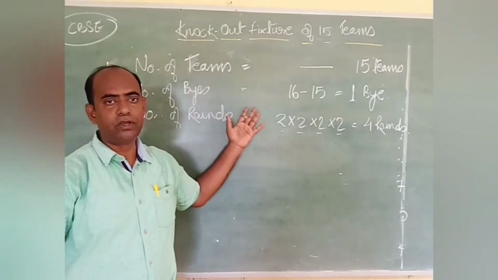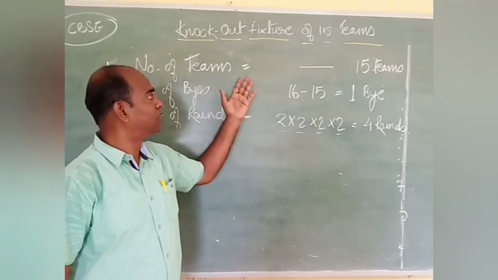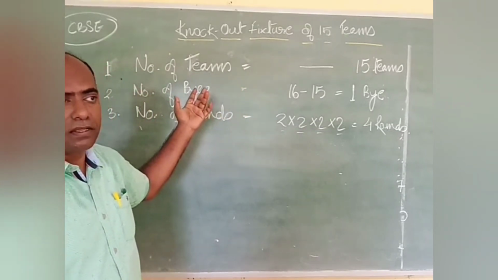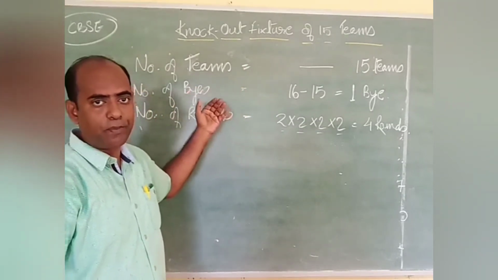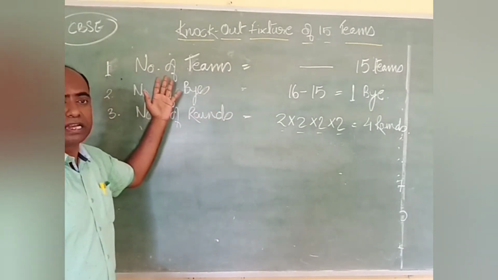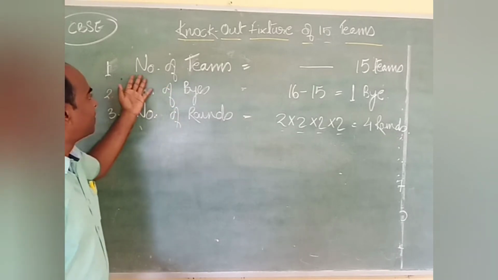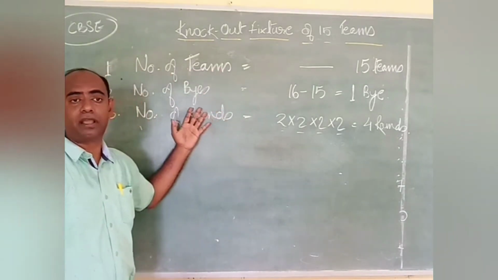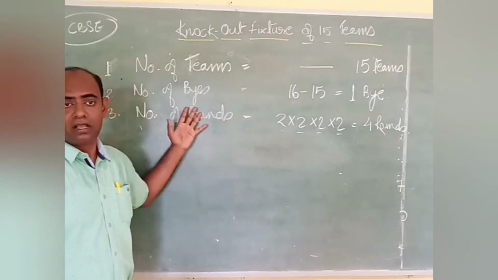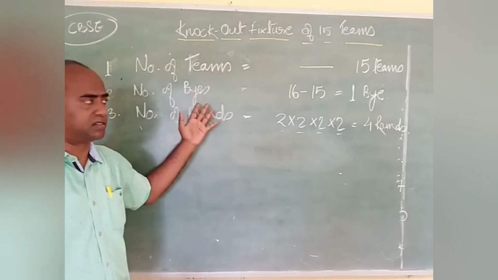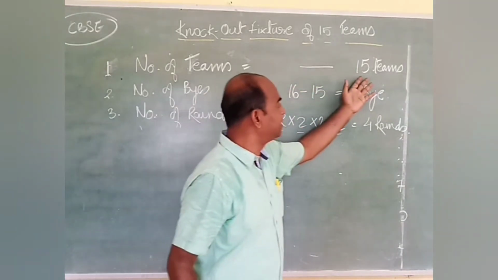In this video we will make the fixture for 15 teams. In the last video you must have seen the procedure of how to make the fixture for 11 teams. So in this we are taking 15 teams. You have to write all this, it's very important. If you do not write all this and make only the fixture, you will get half marks. So number of teams is 15.